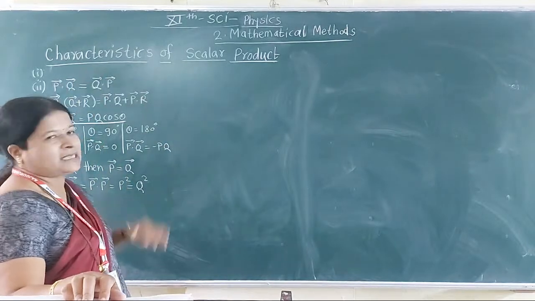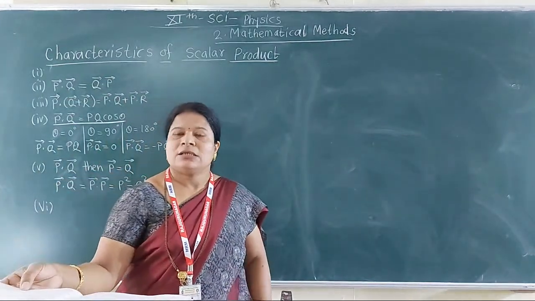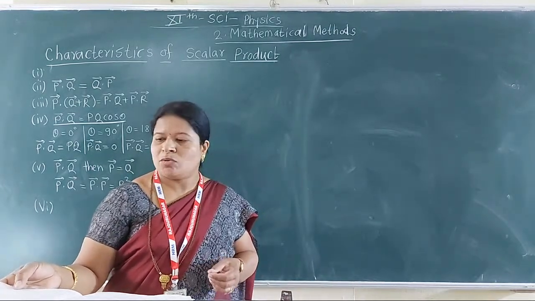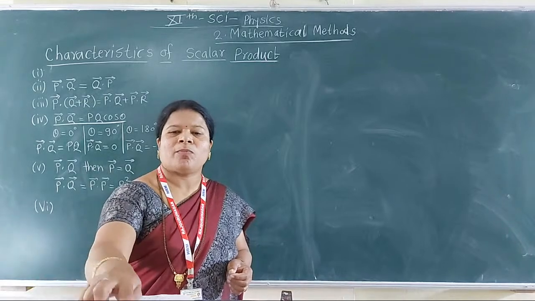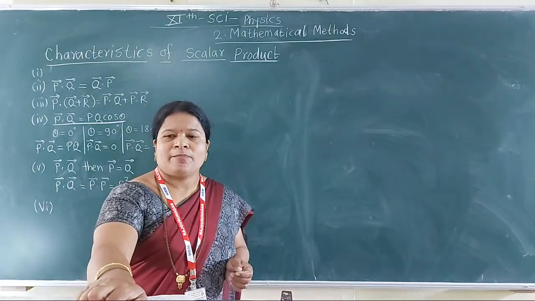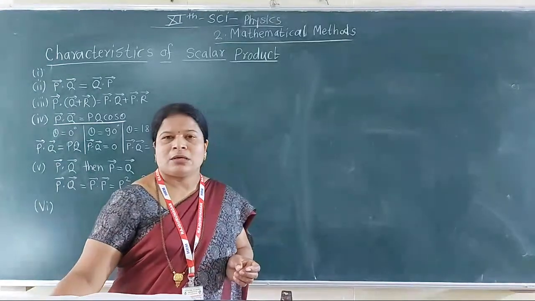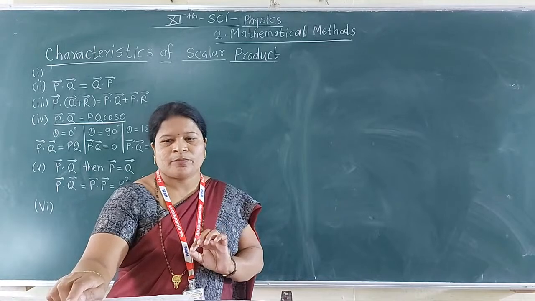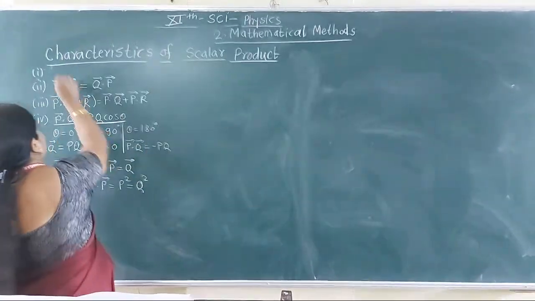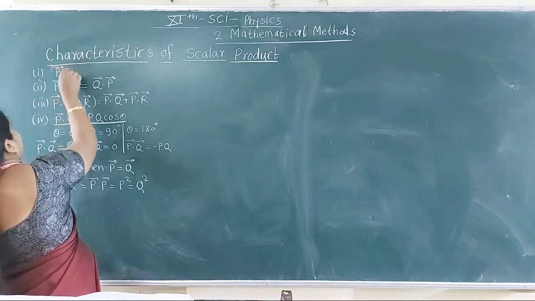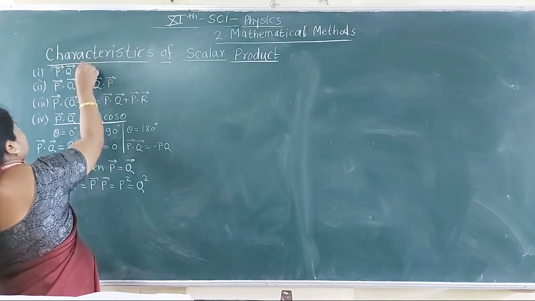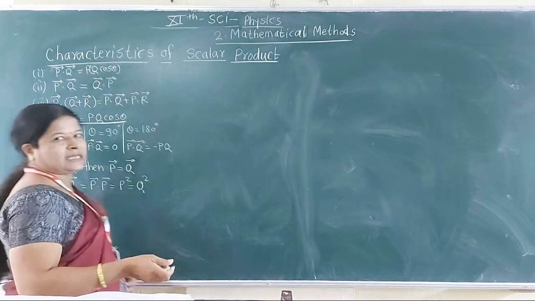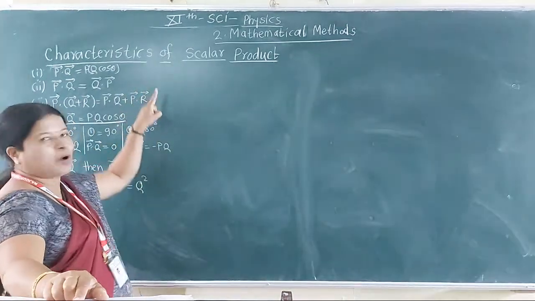Characteristics. First characteristic of scalar product: the scalar product of two vectors is equivalent to the product of the magnitude of a vector with the magnitude of the component of the other vector in the direction of the first. That means vector P dot vector Q is equal to PQ cos theta. This is the first characteristic of scalar product.